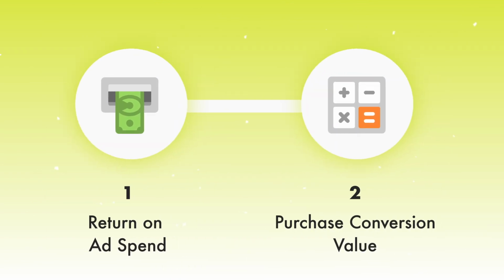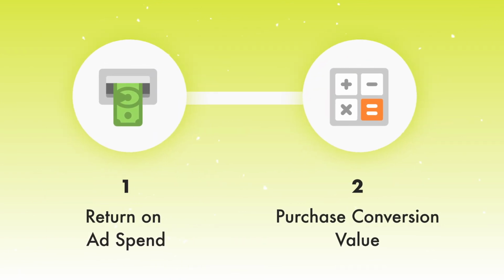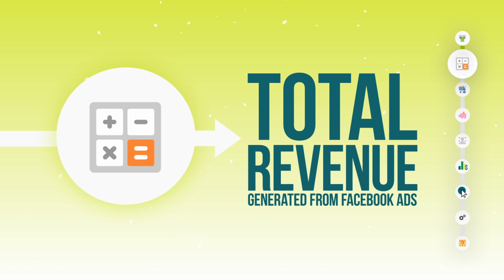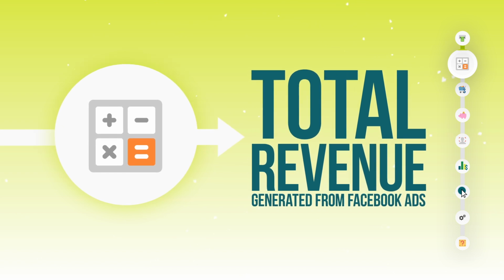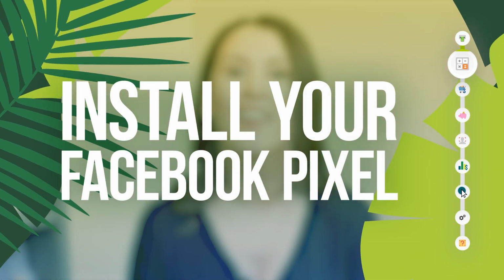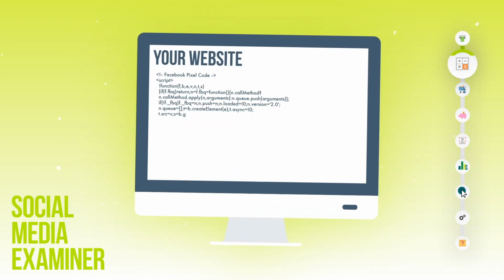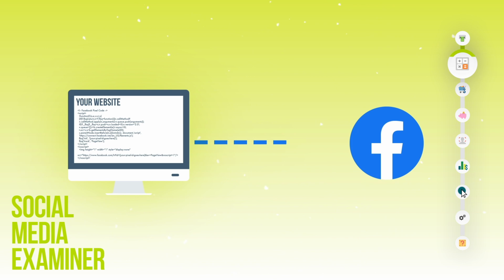Our second metric is purchase conversion value. Now, if you are not a Facebook advertiser, you might not have heard this before, but it's simply the total revenue generated from your Facebook ads. The simplest way to calculate that is having your Facebook pixel installed. And don't worry, if you don't have your Facebook pixel installed, we got you. Check out the video in the description below on how to install your Facebook pixel.